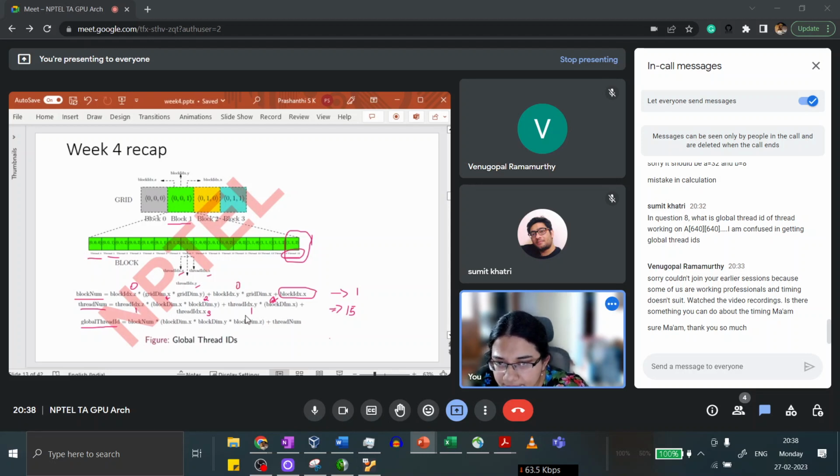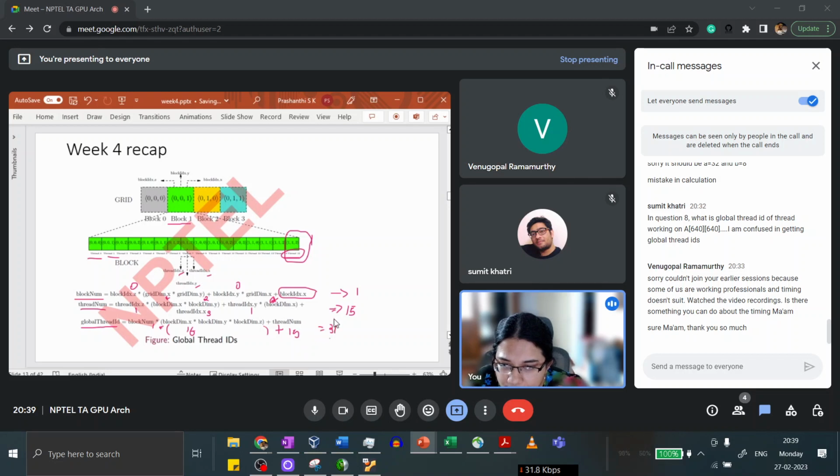So you substitute into this formula the block number across all 3 block dimensions, which I think was 4 into 2 into 2, right? That would be 16, and then the thread number which we got to be 15. So this would come out to be 31.